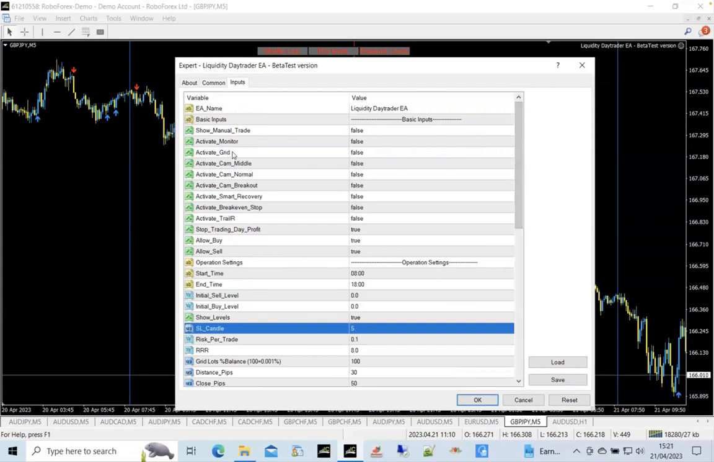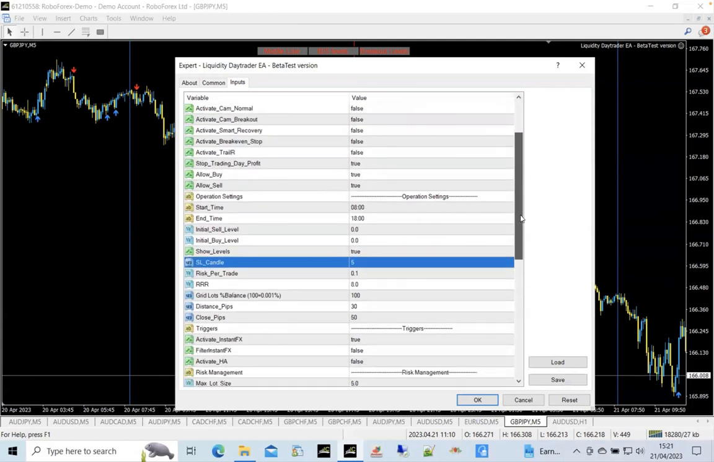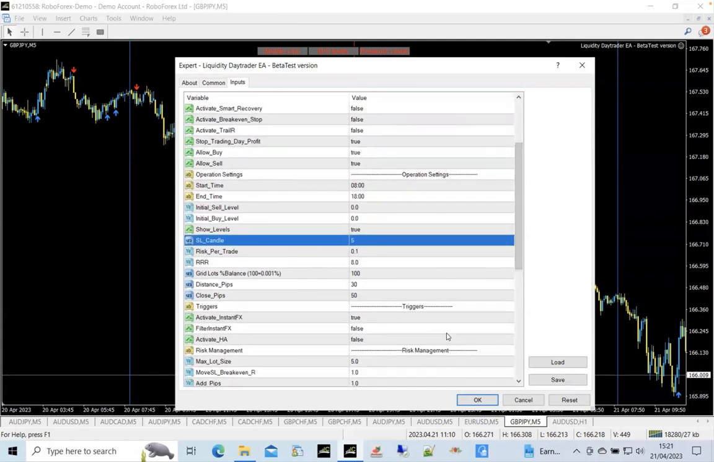Wants, it's using a grid. So instead of using a fixed stop loss, you can use a grid. So you can choose, for example, the distance between every trade and the other trade. So let's say I want to enter a sell every time the market goes 30 pips against me, and I want to close everything every time the market has a total profit on the grid of 50 pips.